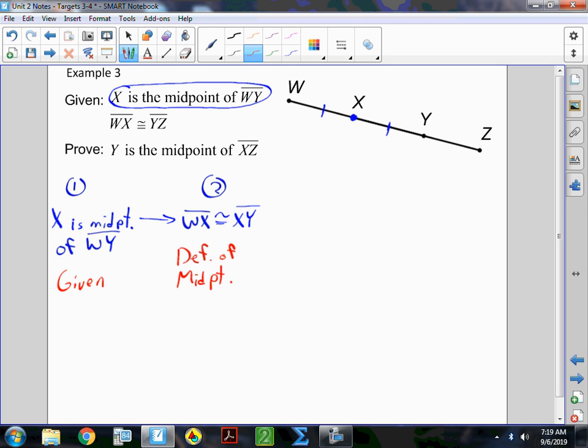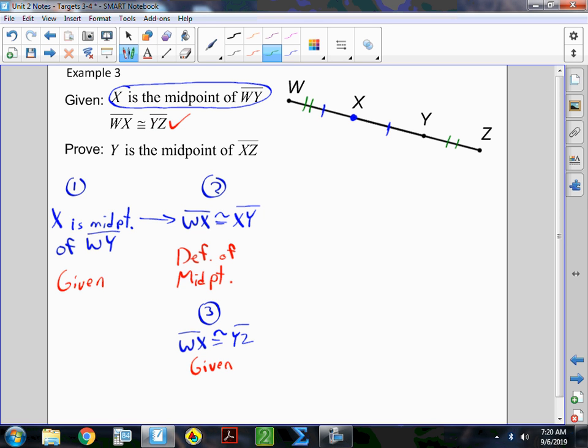I'm also told that WX and YZ are congruent. So I think I'm going to be using transitive. I like to go underneath it when I'm going to use transitive. So WX congruent to YZ, that's given. I can mark that on the diagram. So now I know WX, with 2 tick marks in green, is congruent to YZ, 2 tick marks in green.